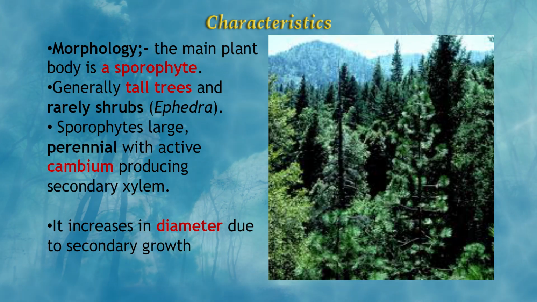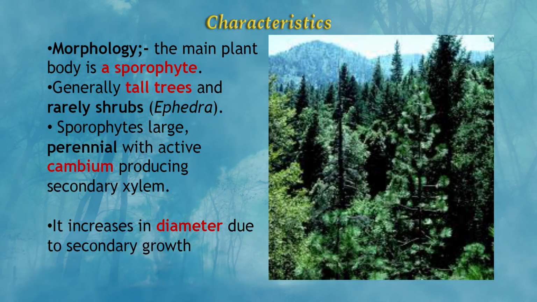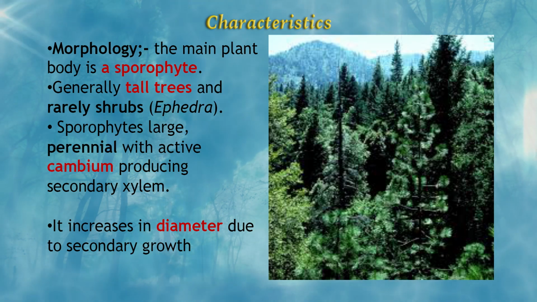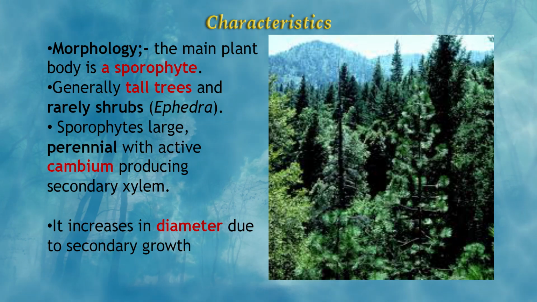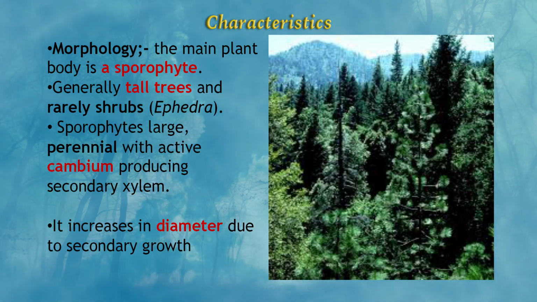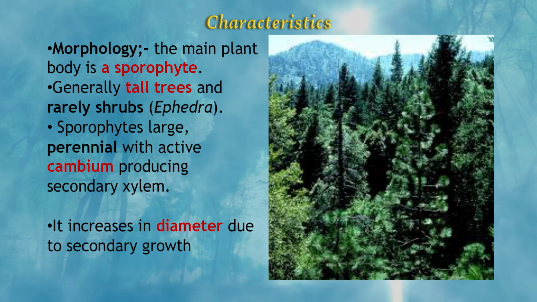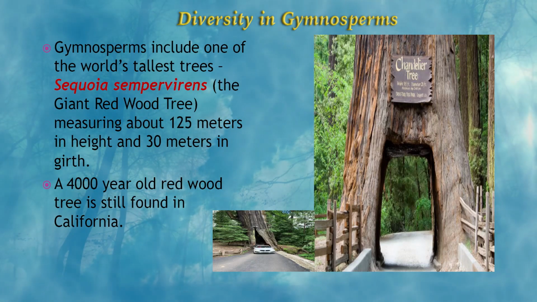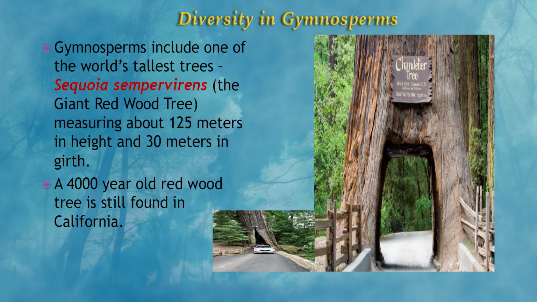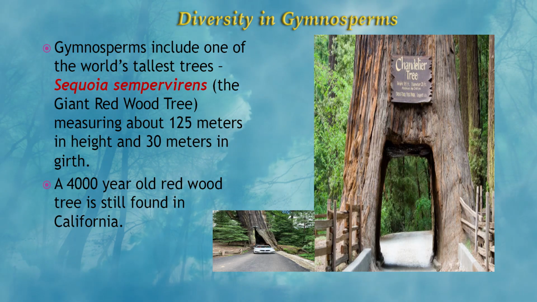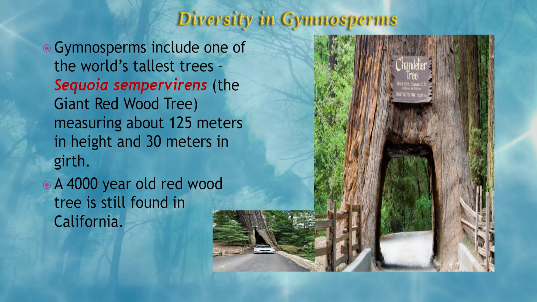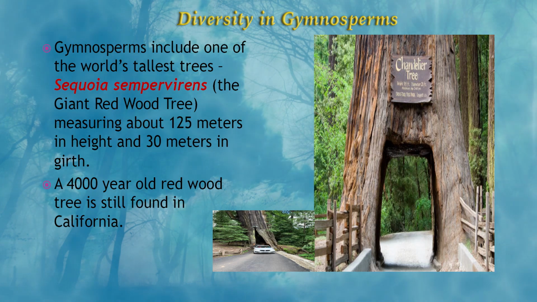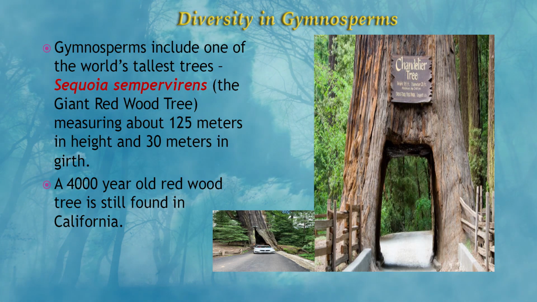An example of a shrub is Ephedra. These trees also have secondary growth, so they increase in diameter. This is an example of a giant redwood tree. It measures about 125 meters in height and 30 meters in girth. It is a 4,000-year-old redwood tree, and it is still found in California.